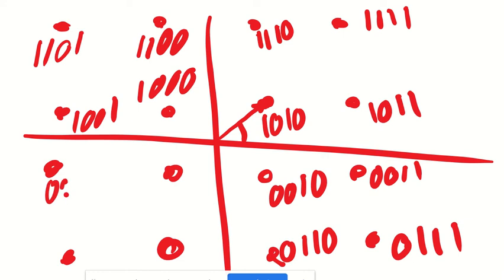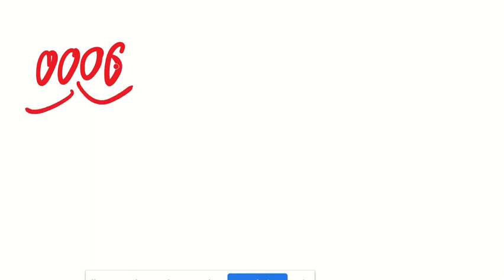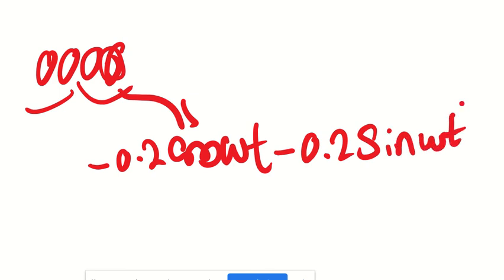1001, 0001, 0101, this is 0000, this is 0100. Something like this, okay? For example, if you send 0000, with whatever amplitude I just did, that means you have minus 0.2 cosine of omega t for this part, and then you have minus 0.2 sine of omega t for this part.